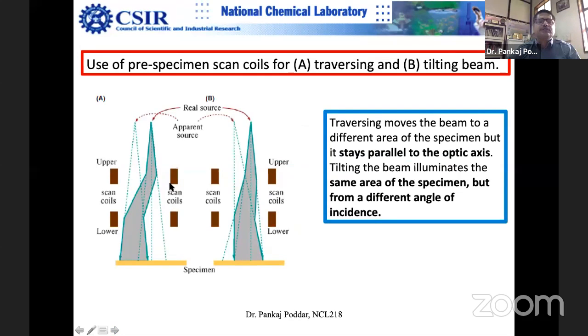This is called traversing the beam and tilting the beam. So there are two scan coils, upper and lower scan coils. You can see the couplets.